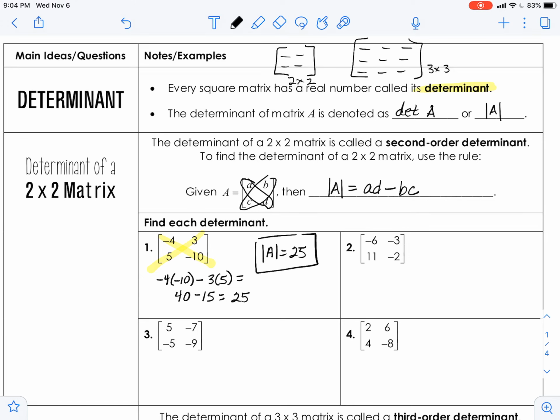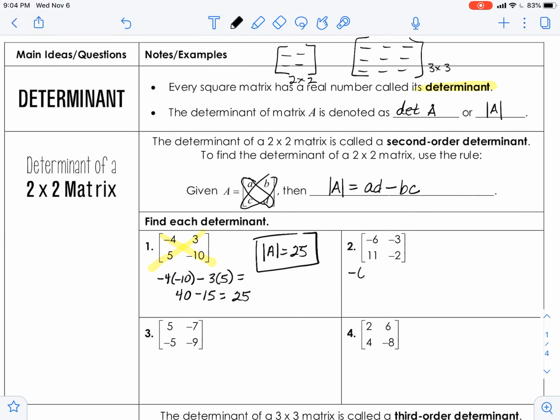Okay, so let's try another one here. So a negative 6 times a negative 2 minus a negative 3 times 11. So 12 plus, double negatives, 33. So this is going to give me what, 45? Okay, and that is all that we need to do. So that's how easy it is to find the determinant of a 2 by 2.